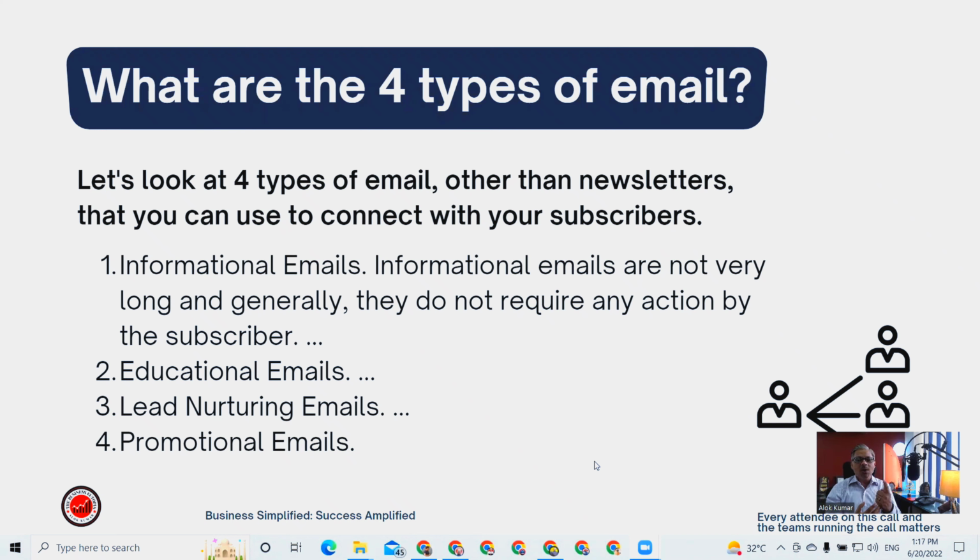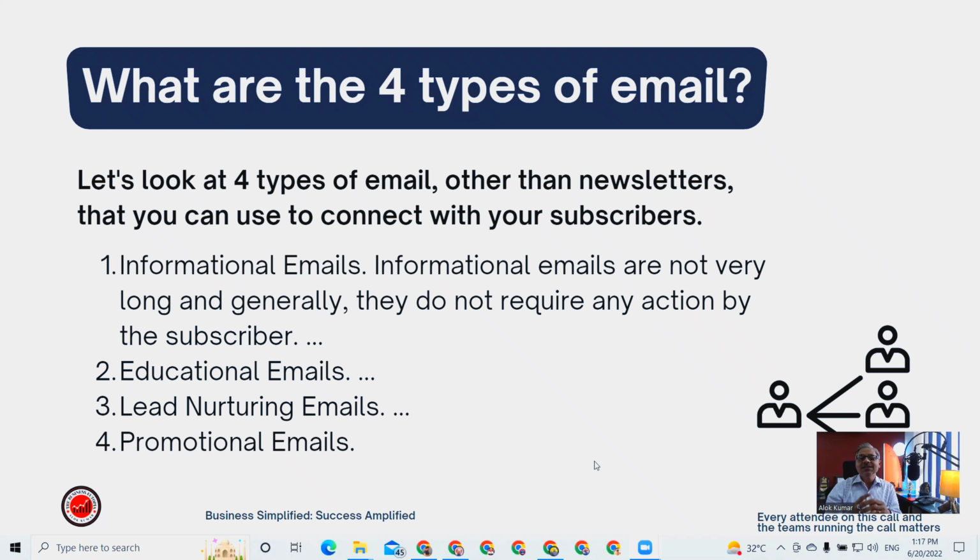Number 1 is informational emails. Informational emails are not very long, and generally they do not require any action by the subscribers. They are just informative. You're just going to give some information to your customers. Obviously it should relate to the product and services you are going to offer them. Second is educational email. You are going to educate your customers with relevant information related to your product and services which are going to solve their purpose, right?